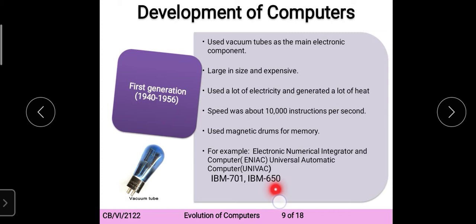IBM is a type of company, you can say. One more thing you have to remember about the ENIAC: ENIAC had more than 17,000 vacuum tubes. One computer with lots of vacuum tubes means it will produce lots of heat and use lots of electricity.